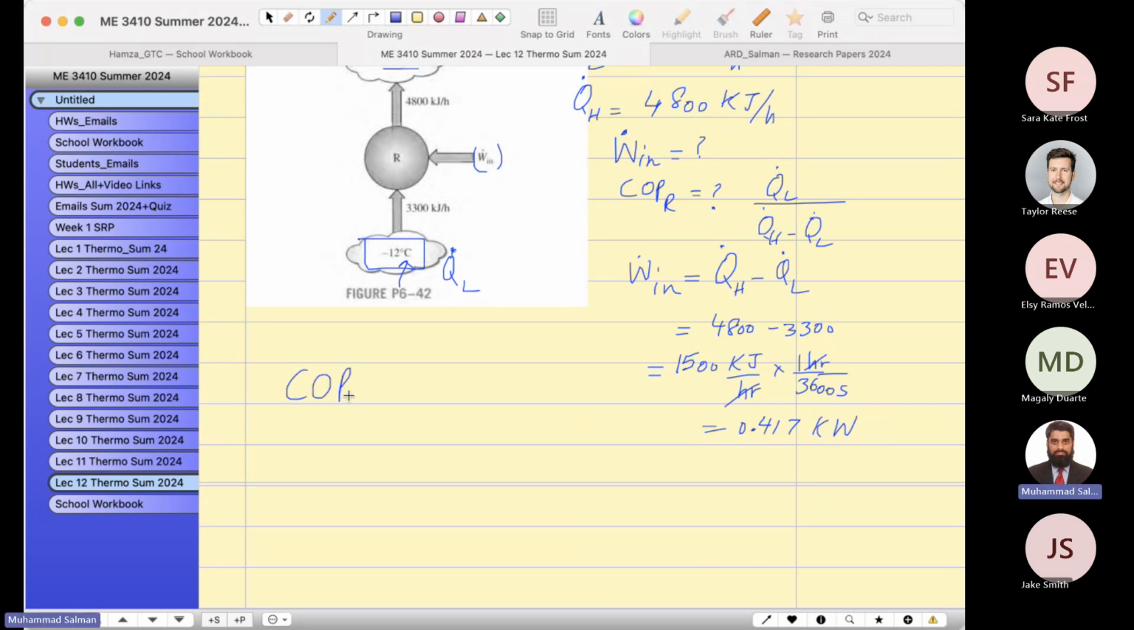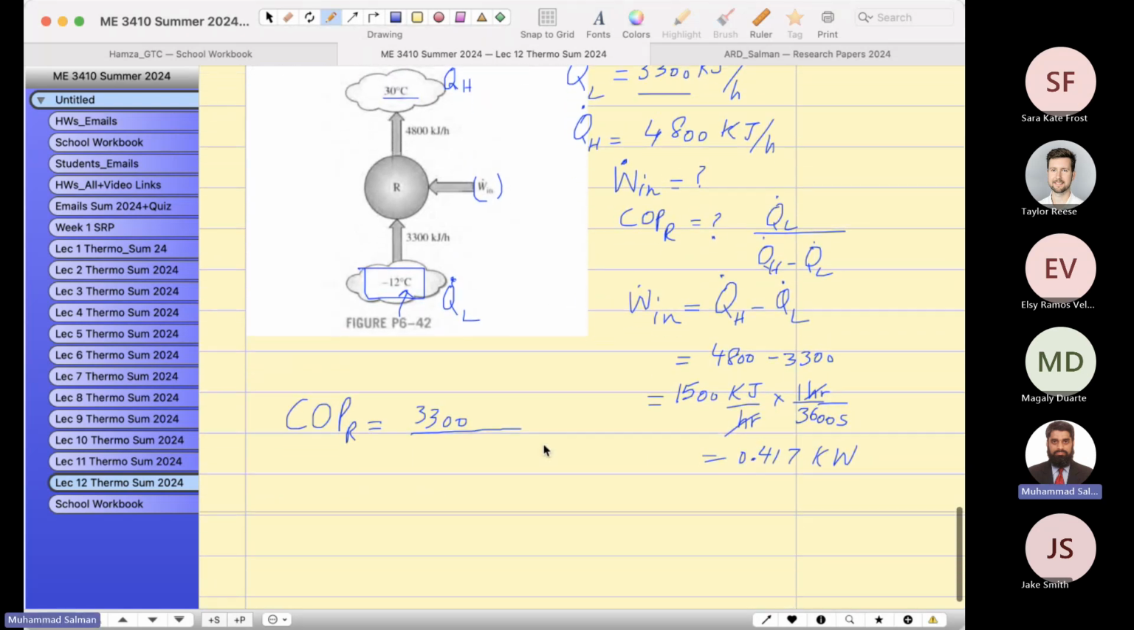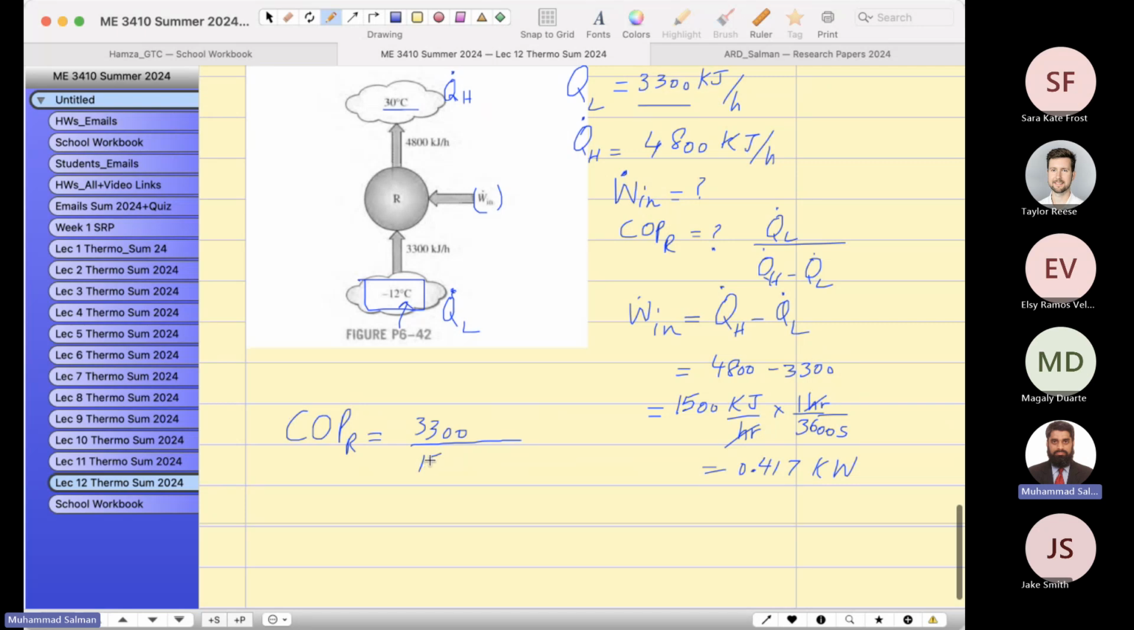Now COP of this refrigerator is Q dot L, which is 3300. As you can see, this is 3300 divided by 1500. Do you guys understand this problem? Please type in yes if you understood this problem.